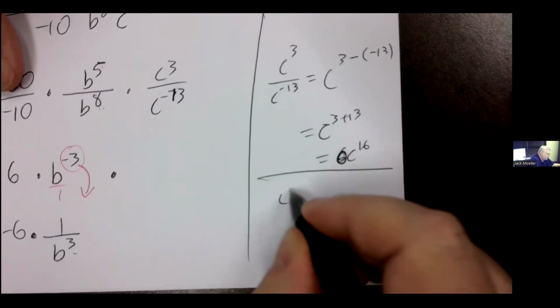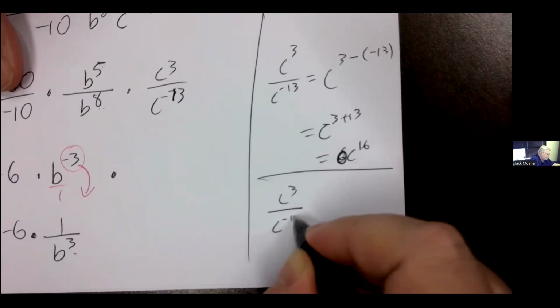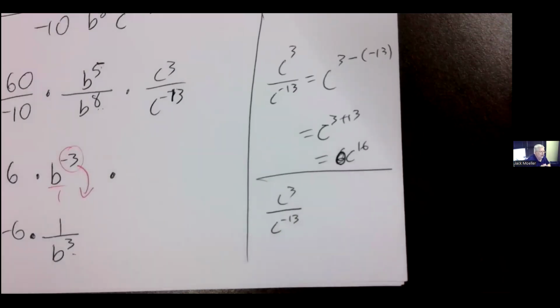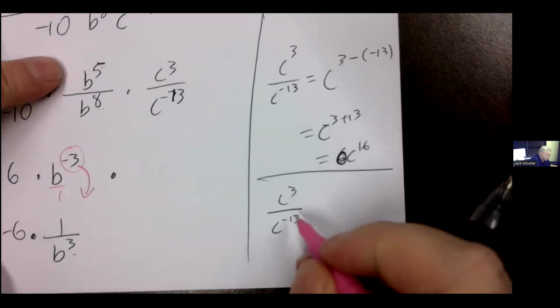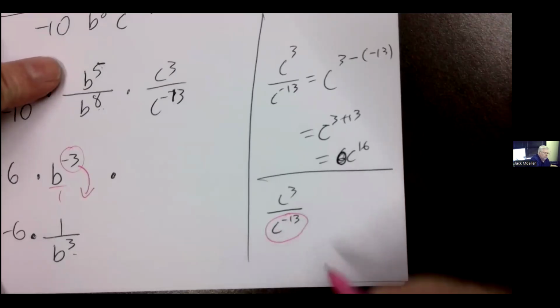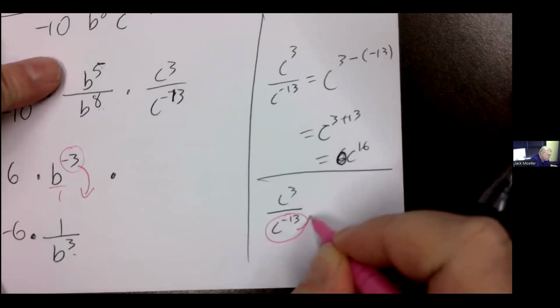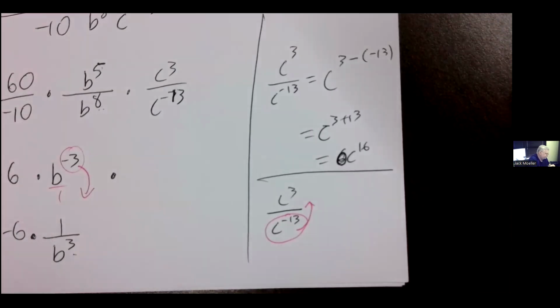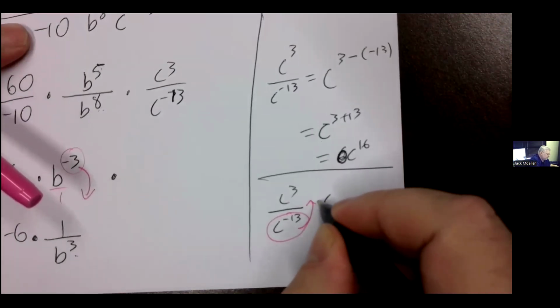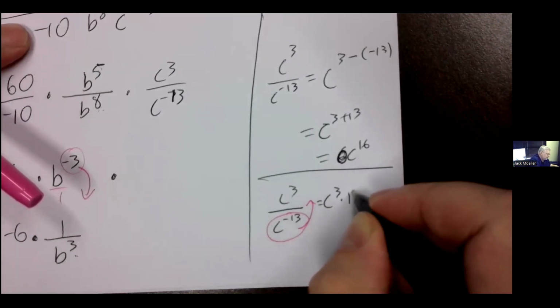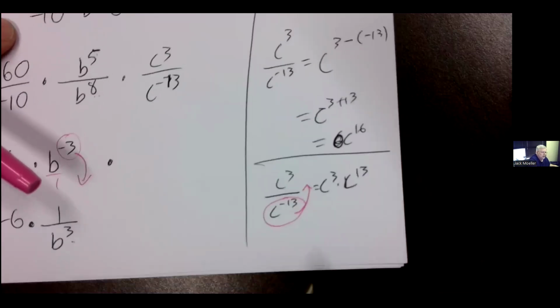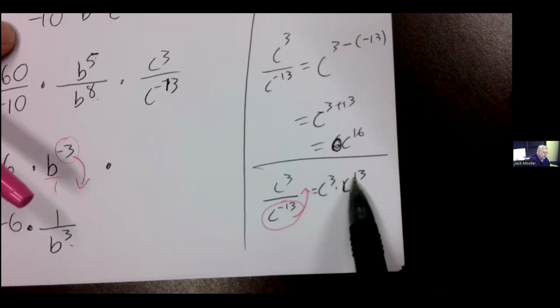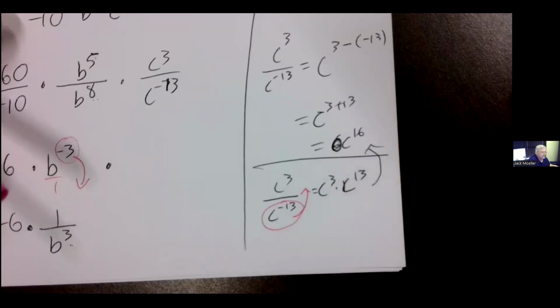Or the other way that you could do this is if you don't like having a negative exponent in the problem to begin with, that term, that's the only term, has a negative exponent, we could flip it to the top. So it'd be c to the third times, now it becomes c to the positive 13. And then we have the same base multiplied, you add the exponents, gets us right back to c to the 16.